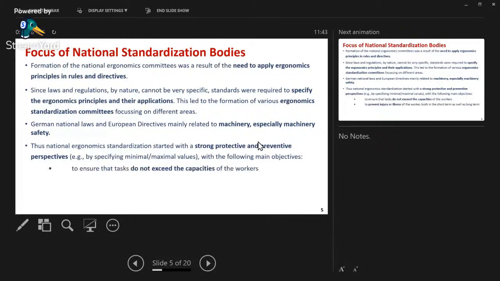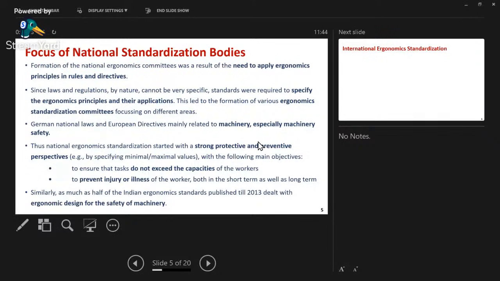with the objectives that the tasks do not exceed the capacities of the workers, and that injury and illness are prevented. Much of the half of the Indian ergonomic standards, which have been published till 2013, also deal with the ergonomic design for the safety of machinery. You can relate this to what Professor Muzamil said about the work in the informal sector. One of the primary concerns is occupational health and safety. To that extent, the standards address that particular problem of the informal sector and also the formal sector by looking at the design of agricultural machinery, the design of small machinery in the informal sector also.